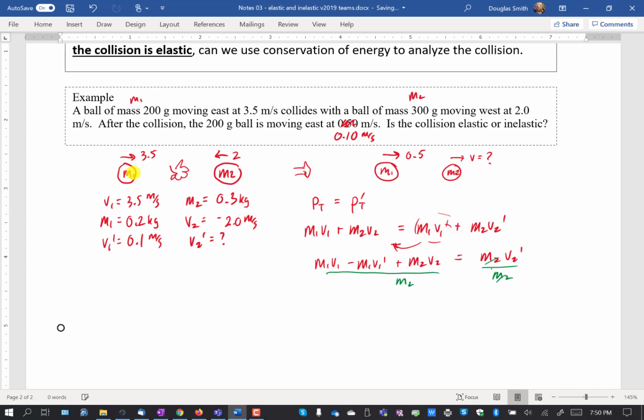That cancels that out. So I get V2 prime equals, now I'll plug my numbers in here. M1 is 0.2, 3.5 minus 0.2 minus 0.1, and then plus 0.3, and then the V2 is a negative 2. All that is over 0.3.